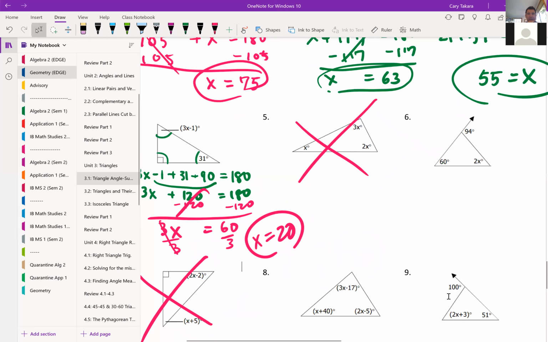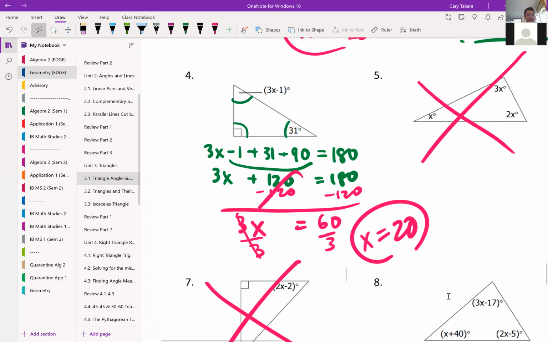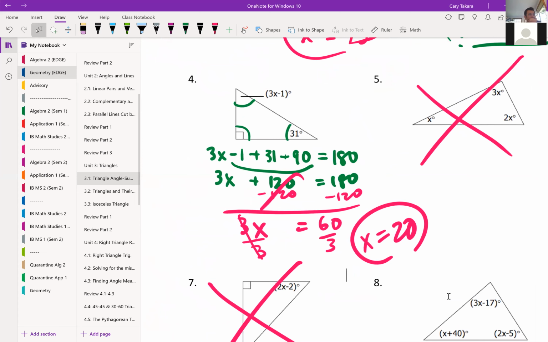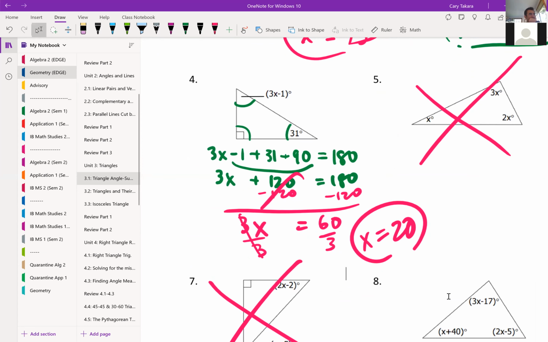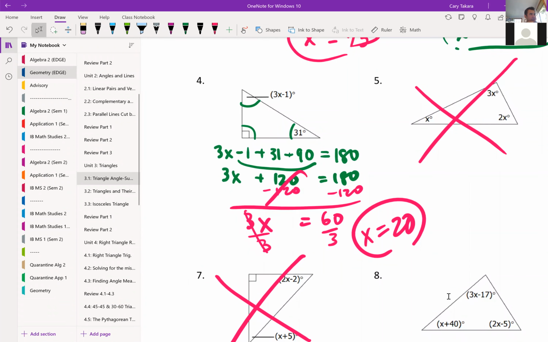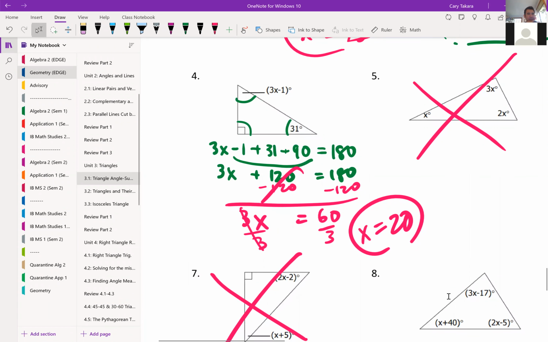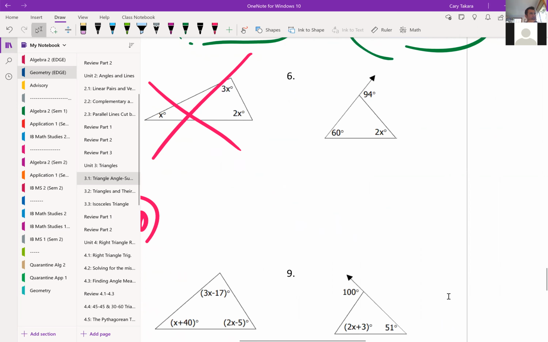Okay, let's skip number 5. Let's work on number 6. Does anybody need more time for number 4? All you have to say is that you need more time. Is everybody okay? Okay, here's number 6.